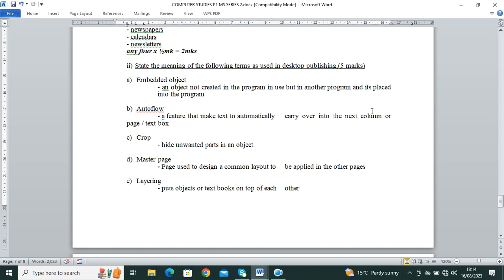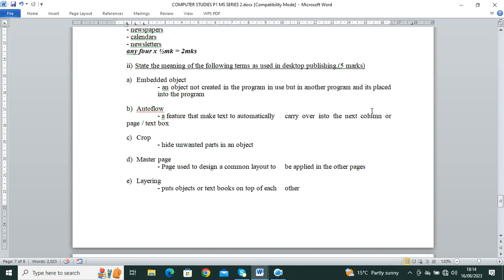Crop. This is to hide unwanted parts in an object. Like, for example, if you take somebody's full photo and you want a passport out of it, you hide the unwanted parts and display the part that you want.